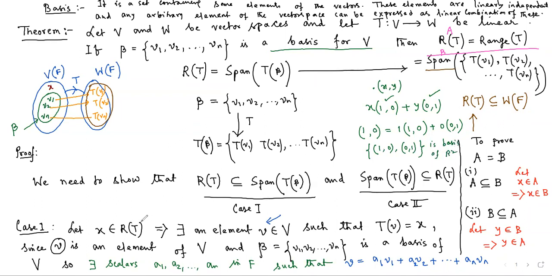Now, what is happening over here? We want to show that RT, the range of T, is equal to the span of T beta. Is the meaning of the situation clear to you? What do we mean by this? Is it clear?